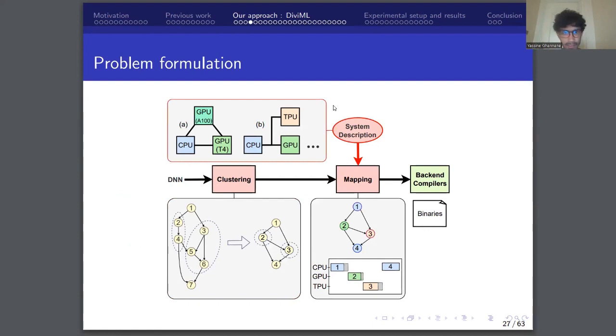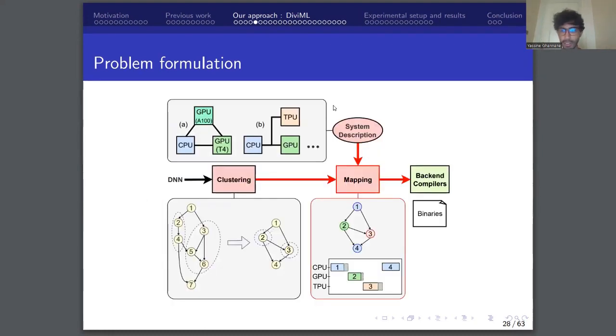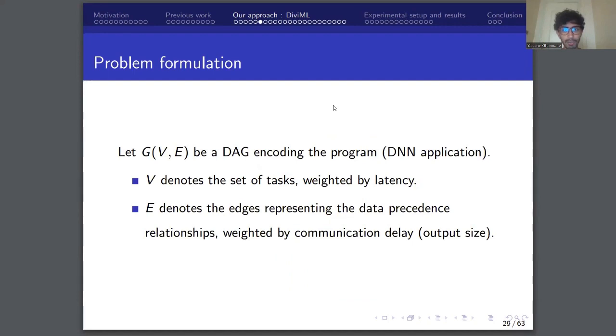Then our mapper is also fed a system description of the hardware platform that you are targeting, in the form of a JSON file encoding all the main aspects of the hardware structure: the different components, how they are linked, and the nature of the links between these components. With these, our mapper proposes a schedule that optimizes for a given objective function, which is then fed to the backend compilers to generate the appropriate binaries.